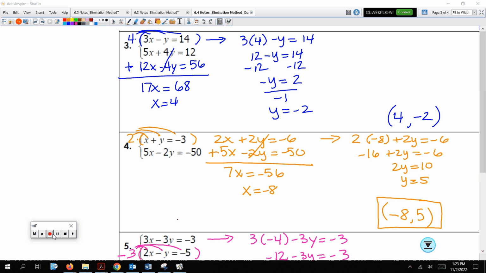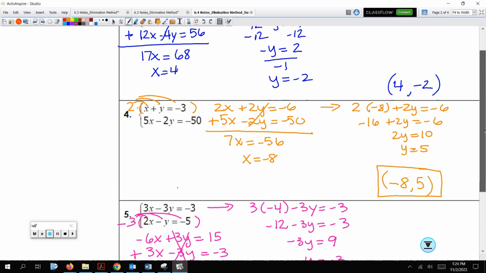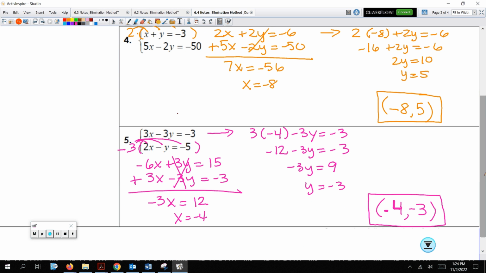If at any point, check my work and see if you can figure out what I did with the step above it. For the 5th one, it was a little different because I wanted to again eliminate my y. But if I multiplied this by regular 3, I would have got 2 negatives, and that's not going to work. I need this to be +3. So I'll multiply the whole second equation by -3, giving me -6x plus 3y equals 15. Wrote down the other equation underneath, eliminated my y, and I got x equals -4. Plug that back in, and I got y equals -3.